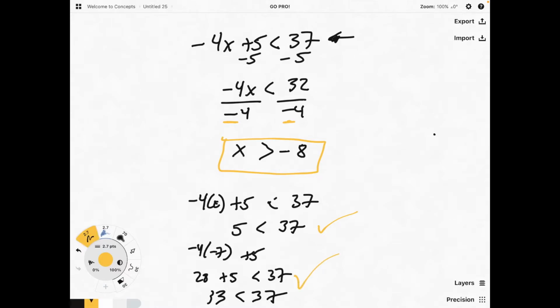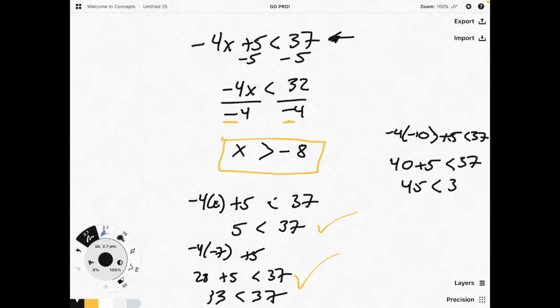Let's try a number that's less than negative 8 and see if that works. If we try negative 10, we have negative 4 multiplied by negative 10 plus 5, which is less than 37. If we have negative 4 times negative 10, that's going to give us 40 plus 5, which is less than 37. 40 plus 5 is 45, which is not less than 37. This is not a true statement, and therefore we know that this is the correct answer. Let's look at another example.